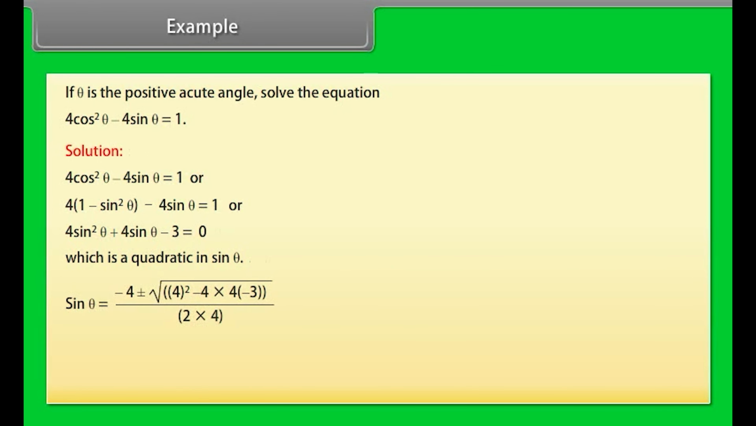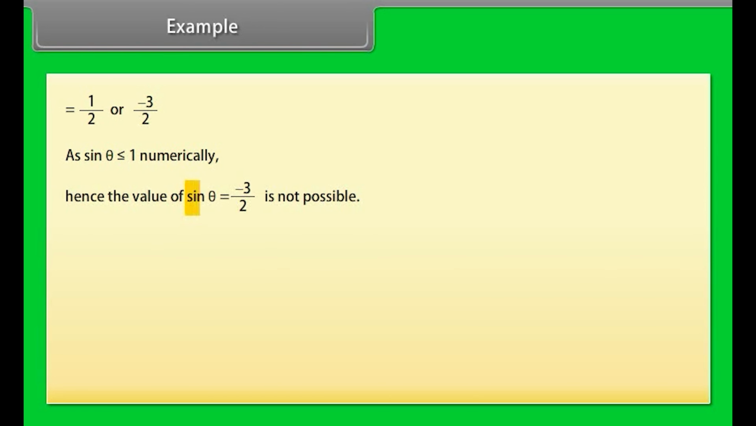Sin of theta is equal to (minus 4 plus or minus root of 4 square minus 4 into 4 into minus 3) by 2 into 4, which is minus 4 plus or minus 8 by 8, equal to 1 by 2 or minus 3 by 2. As sin of theta is numerically less than or equal to 1, the value sin of theta equal to minus 3 by 2 is not possible. Therefore, sin of theta is equal to half, which is sin of 30 degrees. So, theta is equal to 30 degrees.